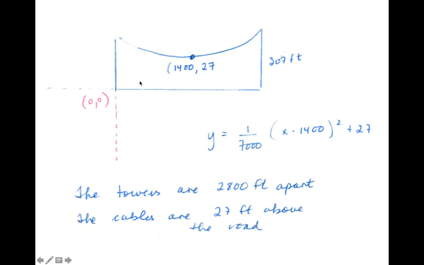I have chosen to put my x and y axis here at the corner so that I have a good point of reference. If I think about the distance between the two pillars, I know that halfway is 1400, and all the way would be 2800, 1400 times 2. And if this is my roadway, then my cables are simply 27 feet above the roadway at the middle point, or the lowest point.